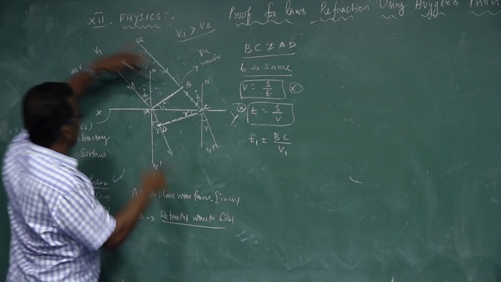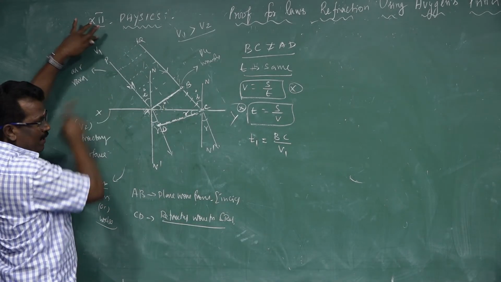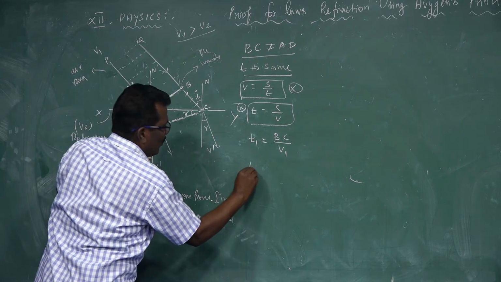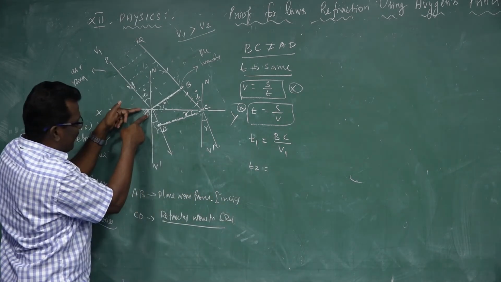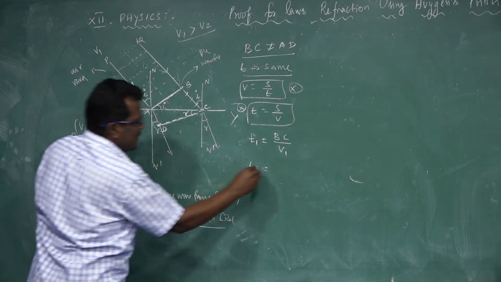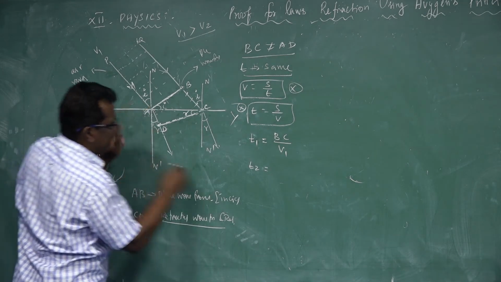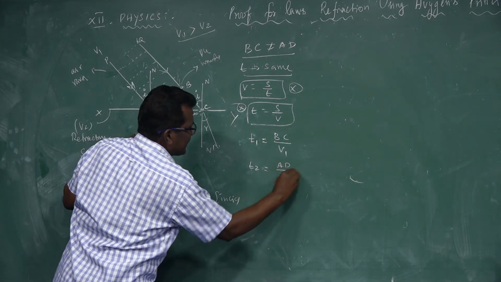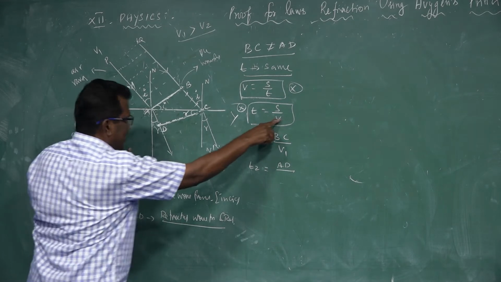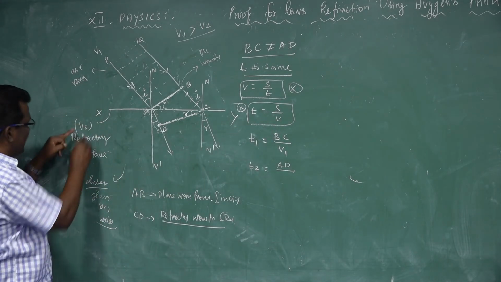Velocity V1 in the rarer medium. T2 is the time taken from A to D. T2 is equal to distance AD divided by velocity. V represents velocity, and the velocity in the denser medium is V2.